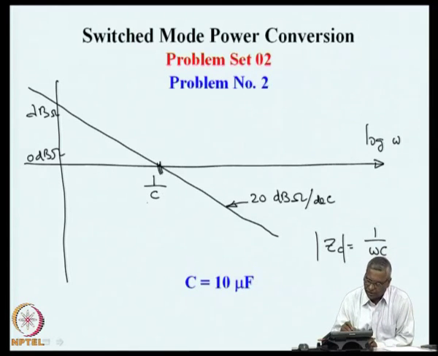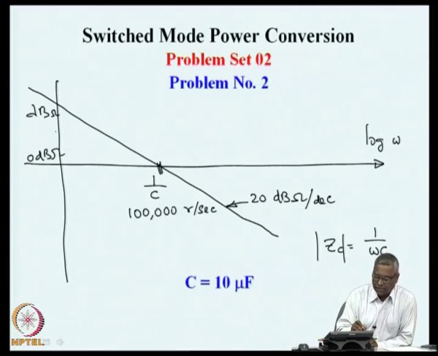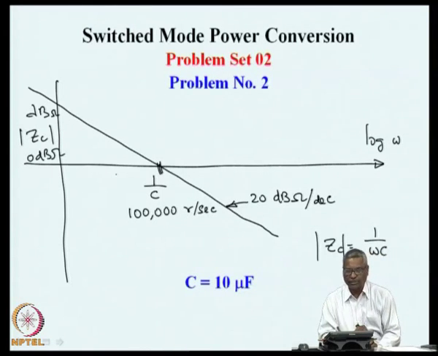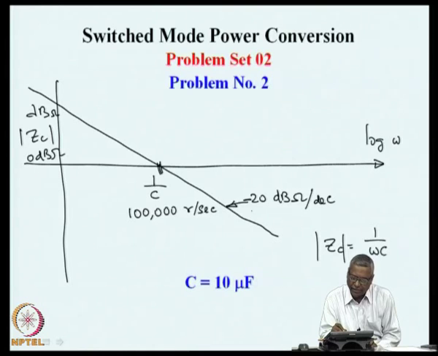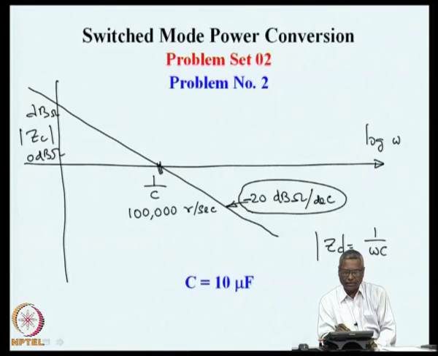For a C equal to 10 microfarad, this will be 100,000 radian per second. So, we would say that this is the magnitude of ZC as a function of omega. It is a straight line which has a slope of minus 20 dB per decade, and it is crossing the 0 dB ohm line at 1 by C, which is 100,000 radian per second for a value of 10 microfarad.